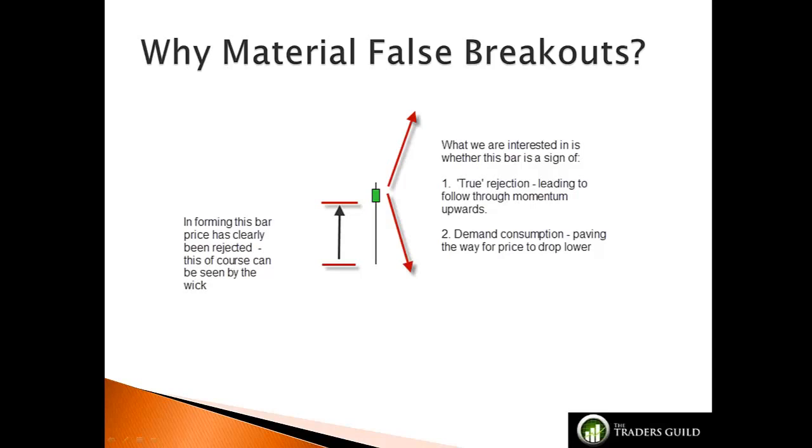So what do we want to know now? We want to know whether this bar is what I call a true rejection bar. If it's true rejection, then price will move up, okay? So this bar is true rejection in terms of its signaling follow through momentum. We have the rejection from demand, price moves up. This is thus a true rejection bar, okay? Now, if price moves down, then all this was a demand consumption bar.